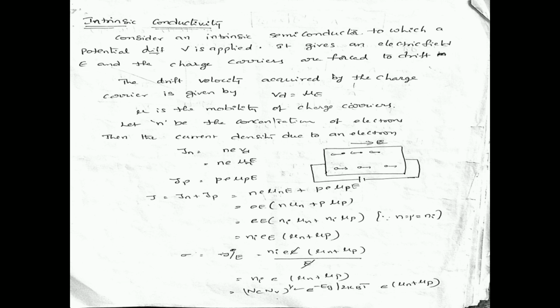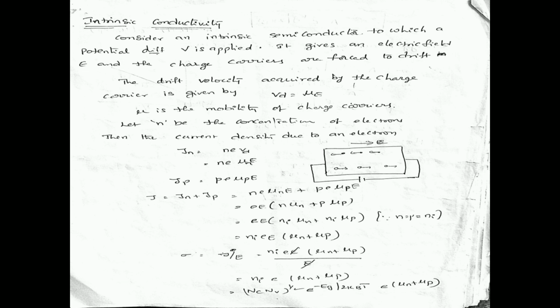Here we take an intrinsic semiconductor, that's why the hole concentration and the electron concentration are equal to the intrinsic carrier concentration. That's why in place of n and p, we take ni. So e E (ni mu n plus ni mu p). We take ni common: ni e E (mu n plus mu p). This is the current density only, but here we want conductivity.